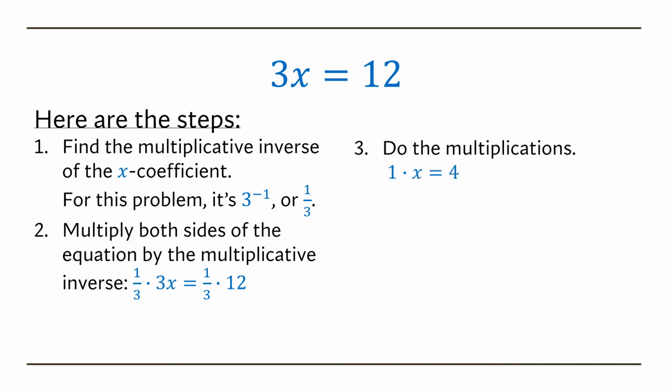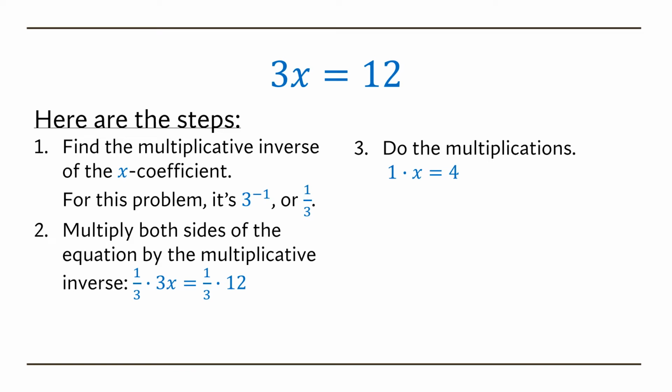And then the next step, the third step, is to actually do the multiplications. Well, 1/3 times 3 is 1. And 1/3 times 12 is 4. And the nice thing about 1 is that 1 is what's called the multiplicative identity, so that anything you multiply by a multiplicative identity will give you that same thing back.